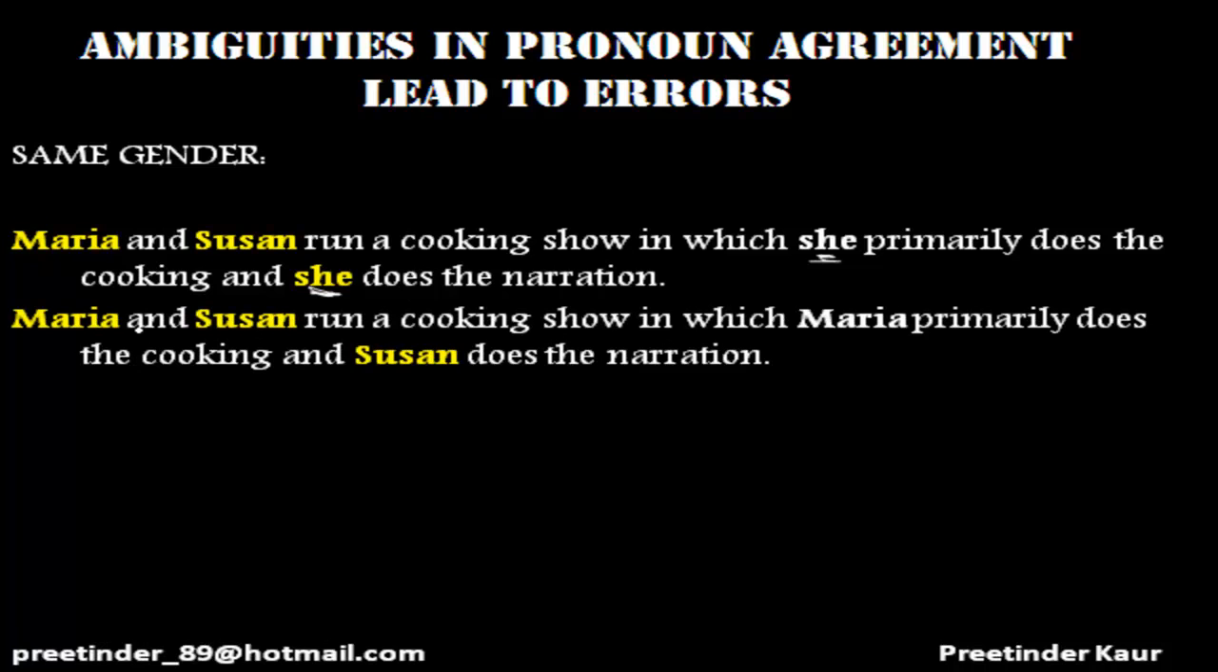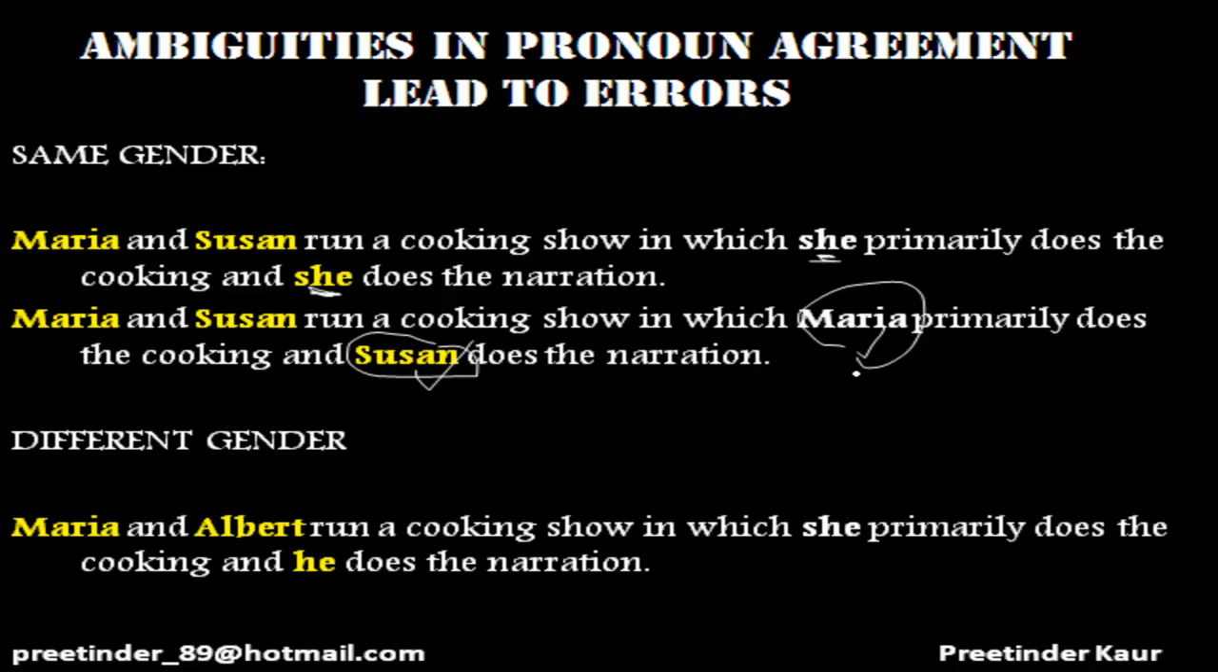So these are the errors over here. You can correct it like this. Maria and Susan run a cooking show in which Maria, so you've named this, so this is correct, primarily does the cooking and Susan does the narration. So this is also correct. This problem may not arise when the two subjects have different gender. In that case, you can use he and she or her and his. For example, Maria and Albert run a cooking show in which she primarily does the cooking and he does the narration. Now definitely she is referring to Maria and Albert is being referred to by he. So here there is no problem of ambiguous pronouns, but over here there is certainly a problem.